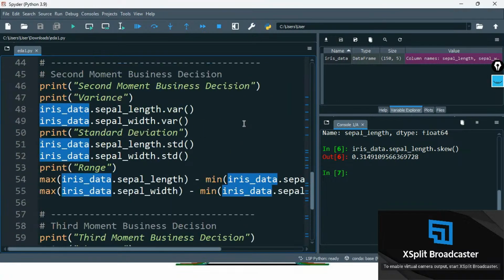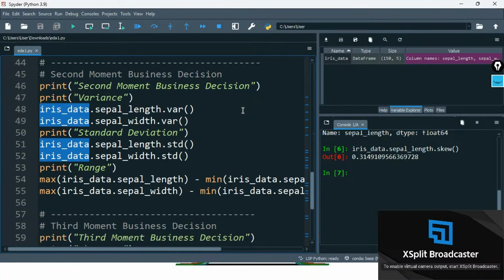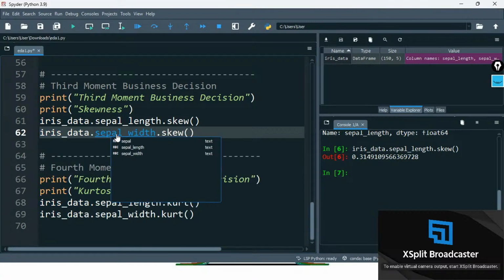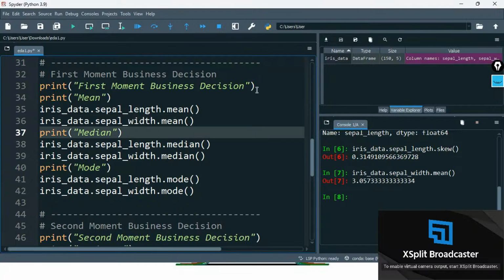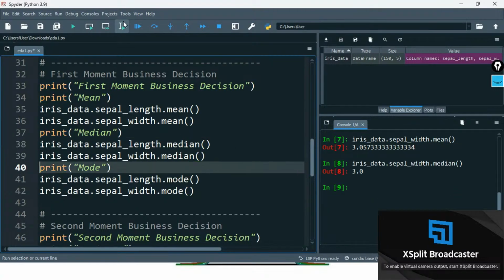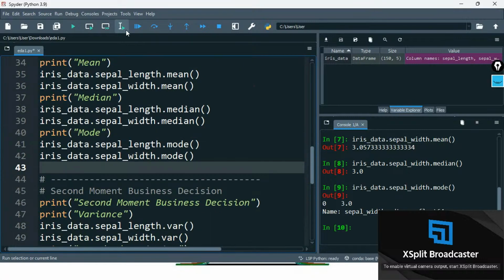Let me do one thing. Petal width, right? Or let me do one thing. Here itself I'll change it to sepal width. Let us do it one more time, but this time let us go with the sepal width column. So I'm going to calculate mean for sepal width: 3.05, median for sepal width: 3, then mode for sepal width: 3.